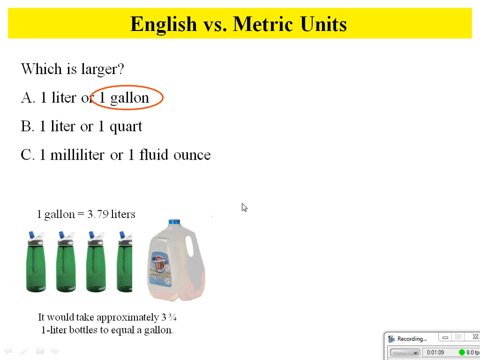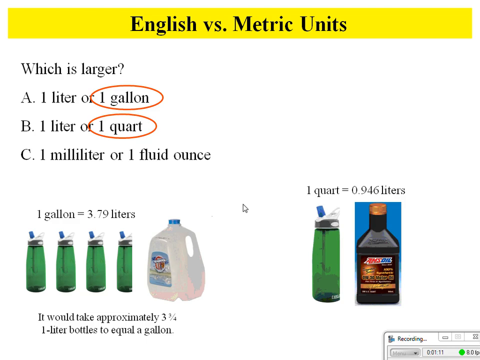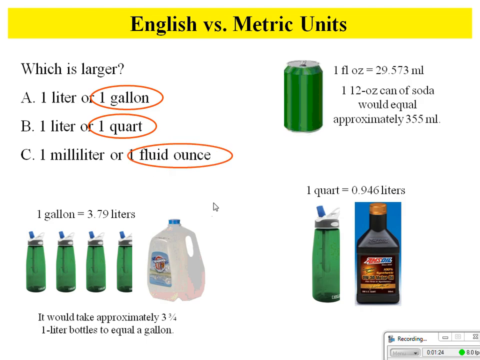So 1 liter or 1 quart, they're actually about the same, but 1 quart is a little bit bigger. 1 quart equals 0.946 liters. And 1 fluid ounce is larger than 1 milliliter. 1 fluid ounce actually equals 29.573 milliliters. So if you take a look at 1 12-ounce can of soda, it would equal about 355 milliliters.